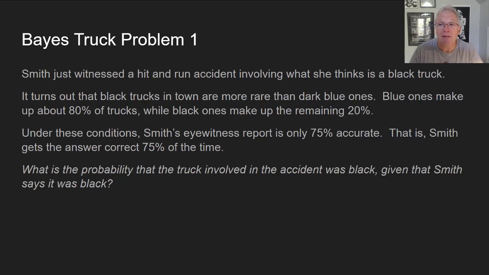Now, furthermore, under these conditions, Smith's eyewitness report is only 75% accurate. That's the likelihood. Let's just stipulate. Eyewitnesses are notoriously unreliable. Let's just stipulate that she's only 75% good at correctly ascertaining the color of trucks in these kinds of cases. That is, Smith gets the answer 75% of the time. So the question is, in this problem, what's the probability that the truck involved in the accident was black, given that Smith says it was black? What's the probability it was black, given that she says it was black?